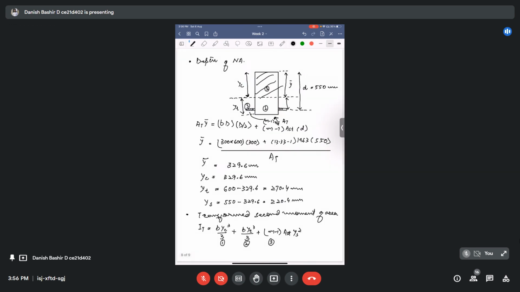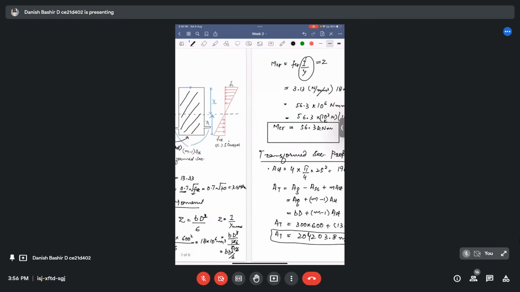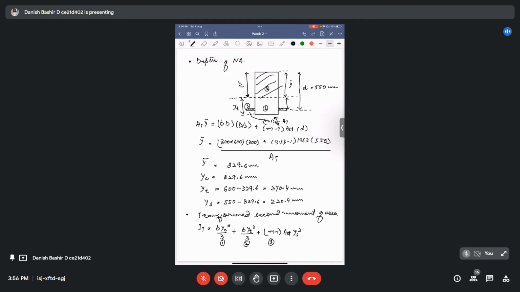This was the cracking moment calculation for this problem. From next week, week 3 will be over with this, I think, the limit state methods, and also the analysis at service loads for working stress methods. In week 3, we will be taking analysis problems for working stress and the limit state method directly.